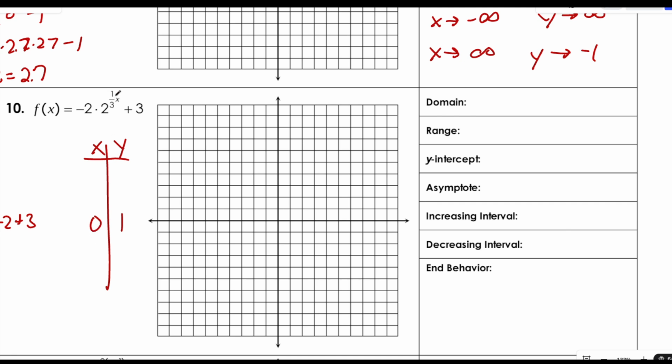I guess I could plug in 1, but that's going to be some decimal. It's fine if you got a calculator, but I'm going to plug in 3 since I can see that's going to work out nice. So 3 times 1/3 is 1. And I get negative 2 times 2 to the 1 plus 3. So I get negative 4 plus 3, negative 1.